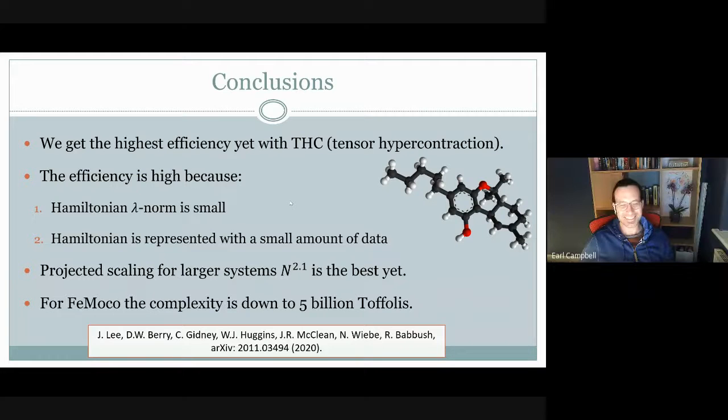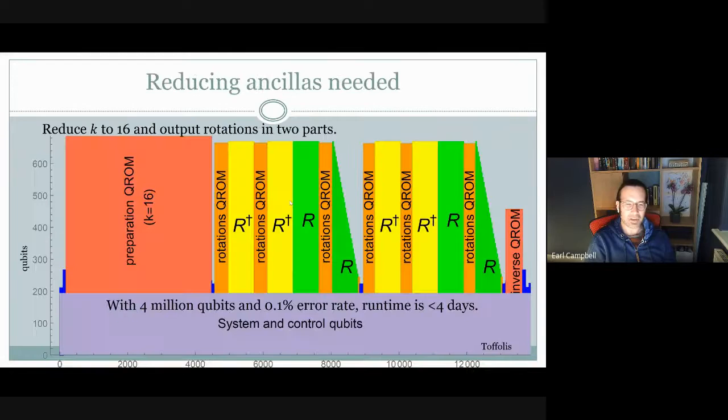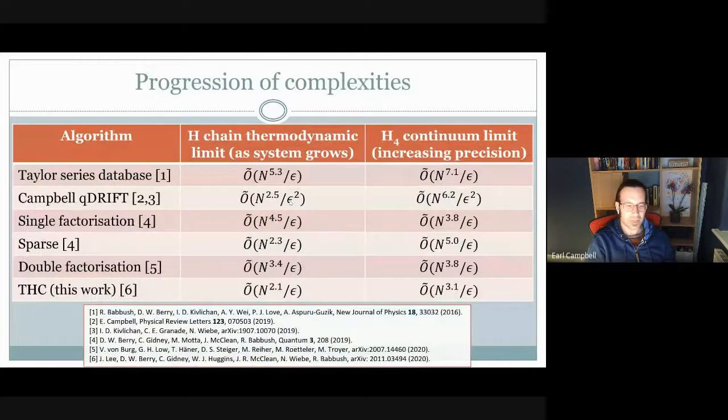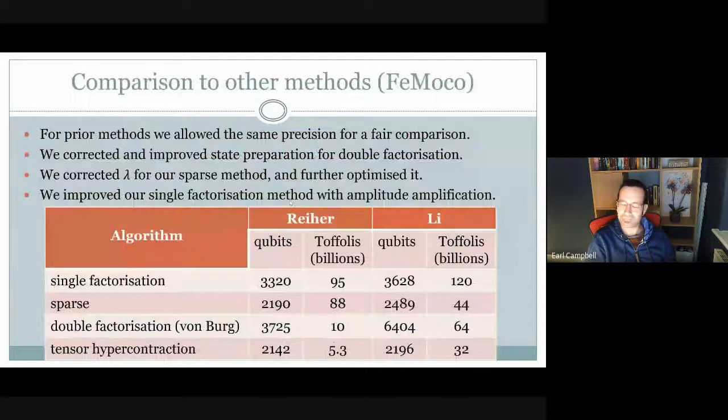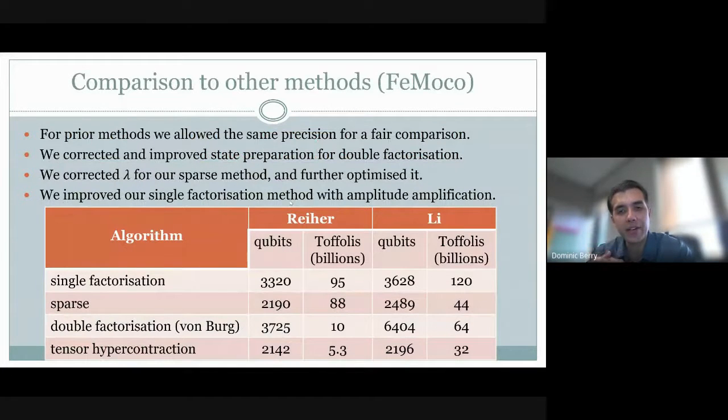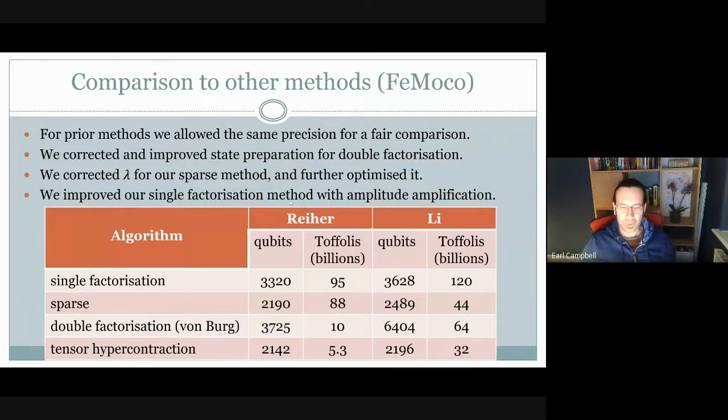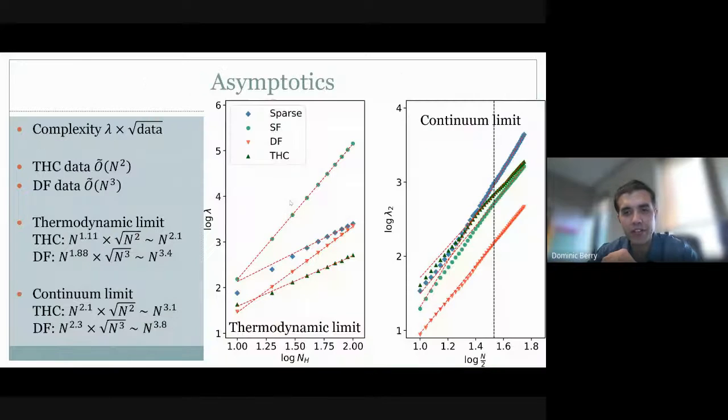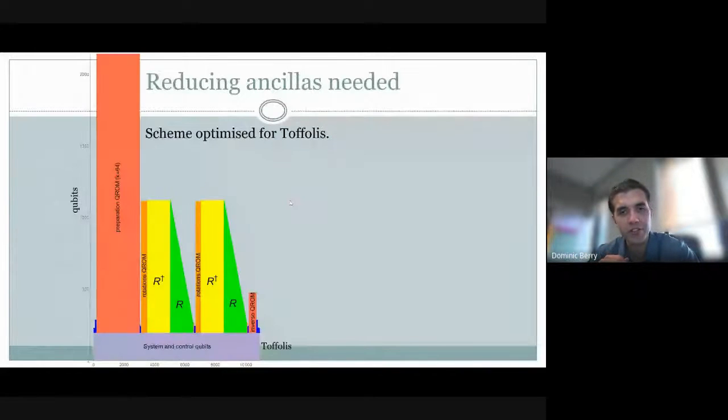Please, Earl. Hi, Dominic. So I was just going to ask, you mostly talked about what different factors affected the Toffoli count, but the number of logical qubits in that table were quite different between the different schemes. If I remember correctly, the tensor hypercontraction uses some extra qubits, like some extra orbitals, but then it ends up using fewer in total than double factorization. Yeah, that's a very nice question, because now I've got an excuse to go to the slides that I skipped over.